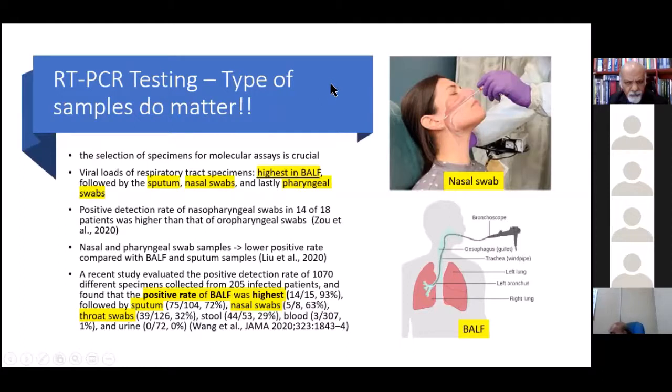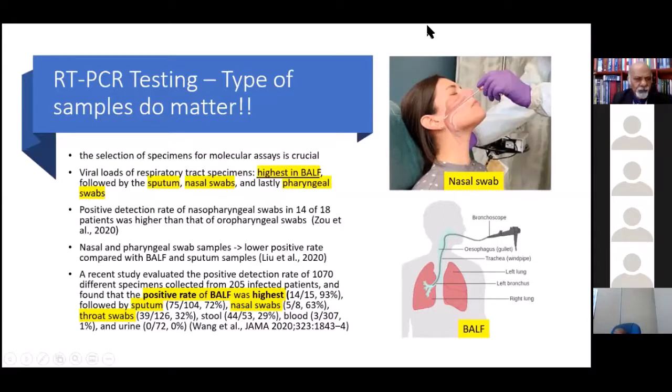For example, Zhou et al. found the positive detection rate of the nasopharyngeal swabs in 14 out of 18 patients was higher than that of oropharyngeal swabs. And the PCR CT values, the cycle threshold values, of the former were also lower. The lower the CT values, that means the higher the viral load.